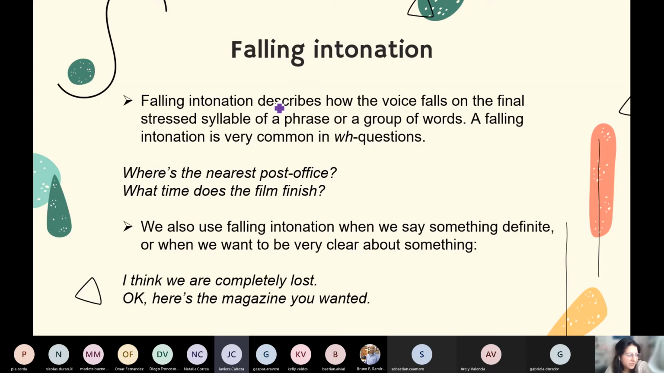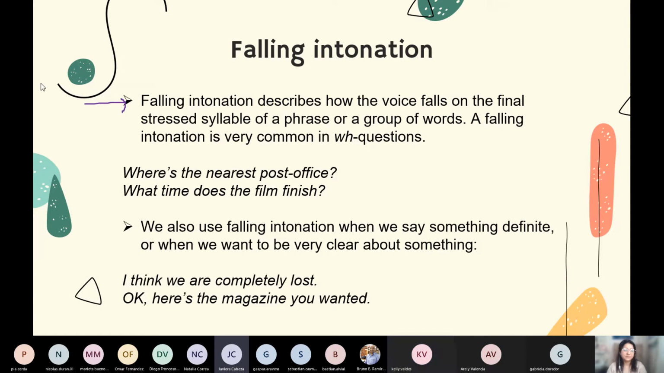Now, Kelly, can you speak, Kelly? I don't think I have listened to you today. I don't know if you can hear me. Yes, I can. Can you read this paragraph, please?